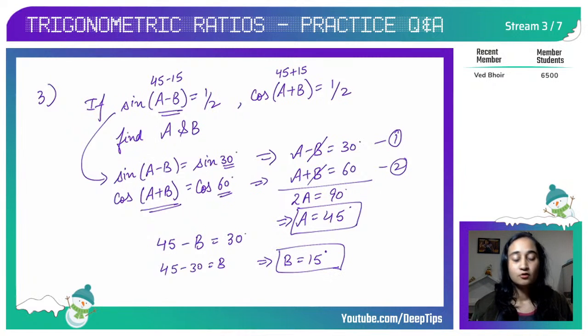So this is how you solve these kinds of questions where you have to find the value of the given angles. In the first two questions there was only one theta, but here theta changed to A minus B and A plus B. So we use linear equations to calculate A and B. I hope you are clear with this question.